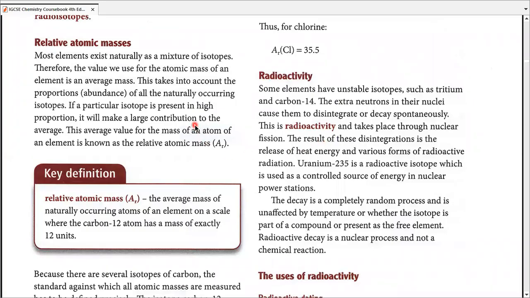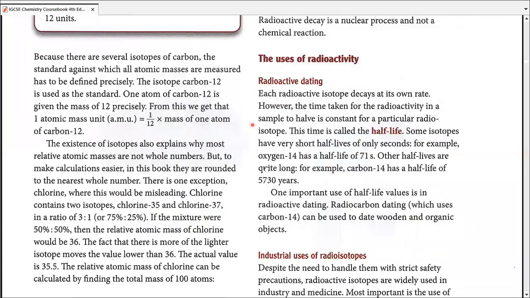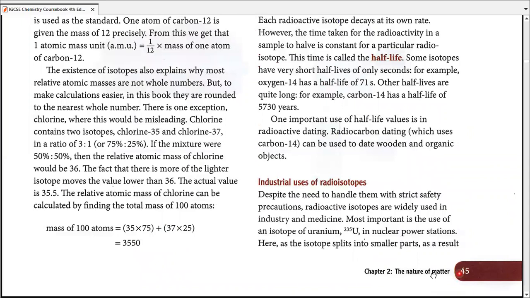So today we're going to start with one example of relative atomic masses. We explained an example that was given at the bottom of page 45 for chlorine, that it has two isotopes, chlorine 35 and chlorine 37, one of which is 75% abundant and one of which is 25% abundant. And the final value is 35.5. How do we get it?